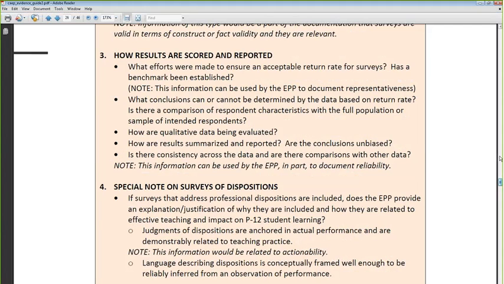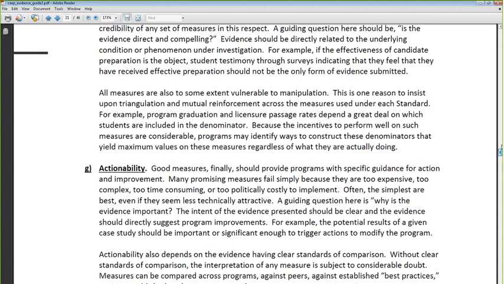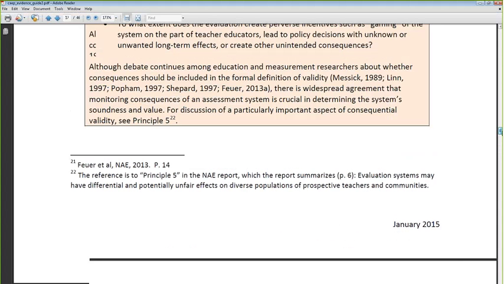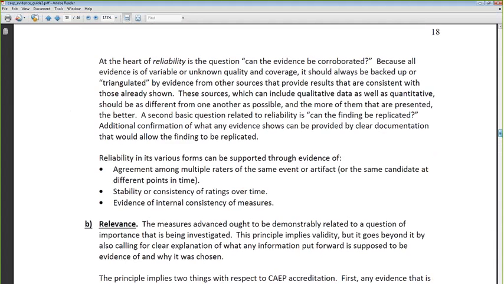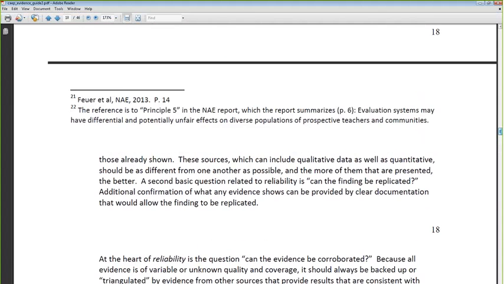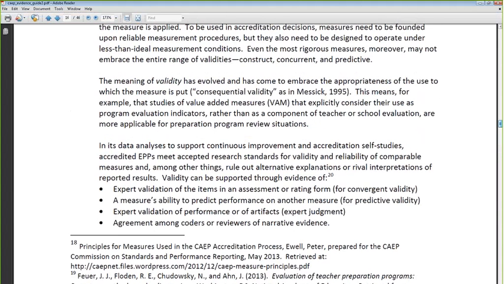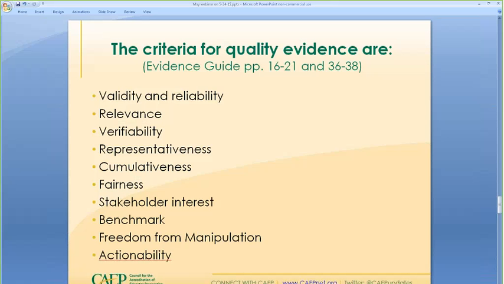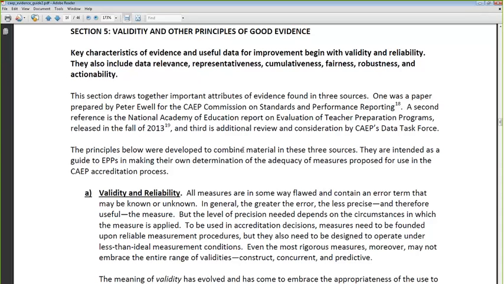Let me get up to, here we go. We're on actionability. Let me just get back to each one of those criteria. There we go. Okay. Each one of these principles, it's section 5 in the Evidence Guide, are principles of good evidence. And so what these pages do, let me go back to my PowerPoint quickly, on pages 16 to 21 in the Evidence Guide, are to lay out sort of CAPE's perspective on what it means to have high quality evidence.